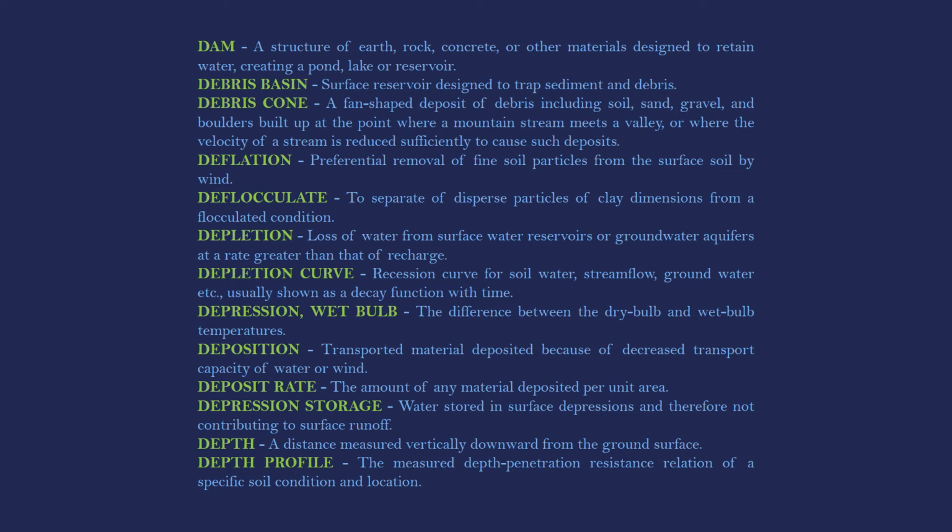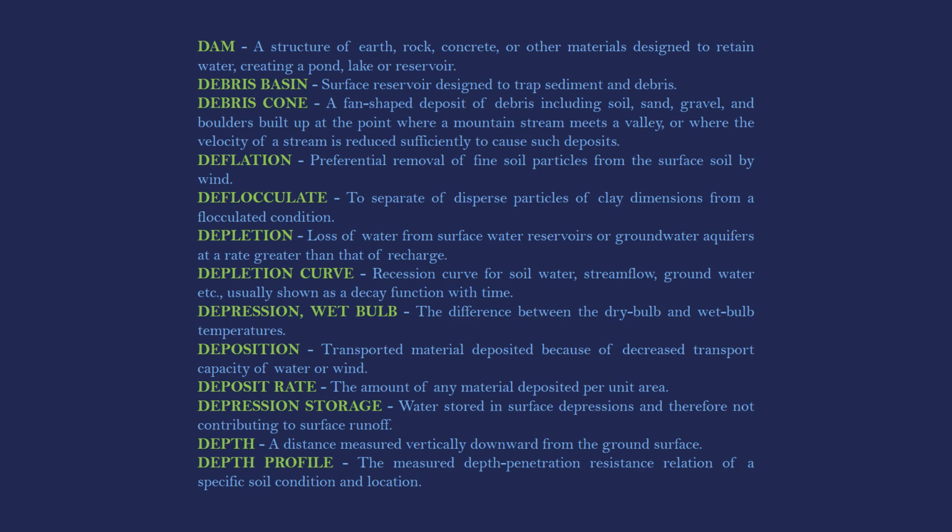Depression, wet bulb: the difference between the dry bulb and wet bulb temperatures. Deposition: transported material deposited because of decreased transport capacity of water or wind. Deposit rate: the amount of any material deposited per unit area. Depression storage: water stored in surface depressions and therefore not contributing to surface runoff.